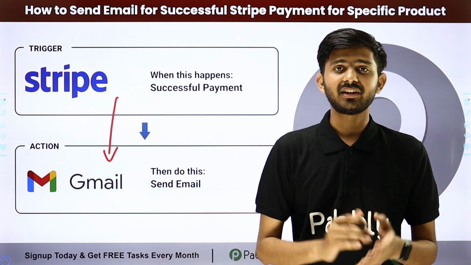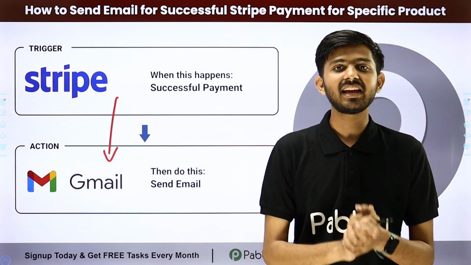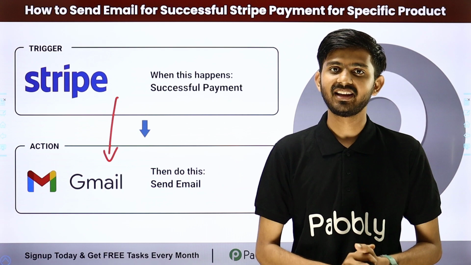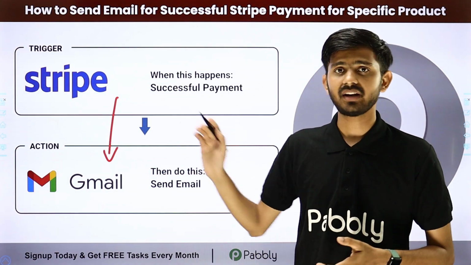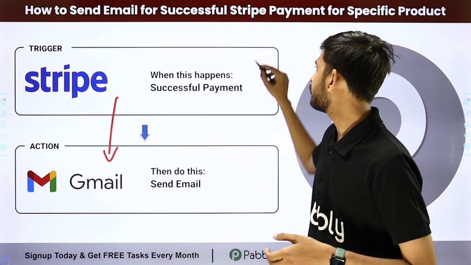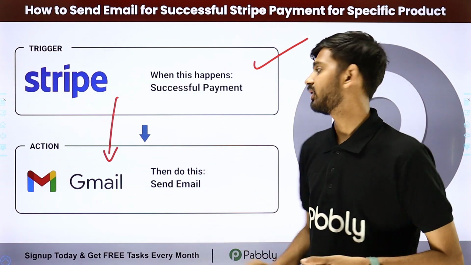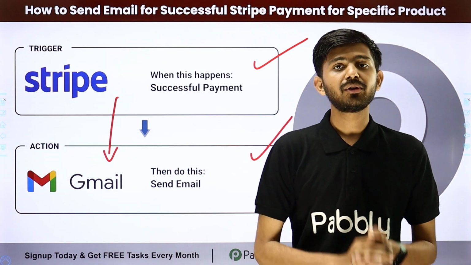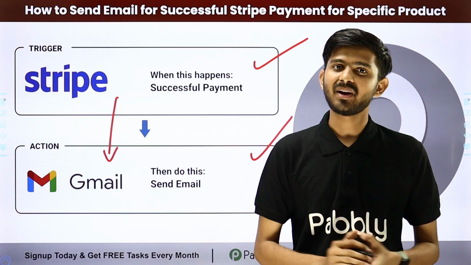For building this connection, I'm going to use Pabbly Connect, which is an amazing software for automation and integration. In Pabbly Connect, I'm going to use trigger and action. In the trigger application, I'm going to use Stripe. In the action application, I'm going to use Gmail. So how am I going to build this connection? For that, let me take you to my computer screen.